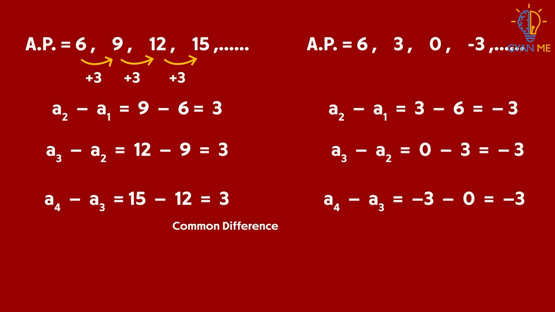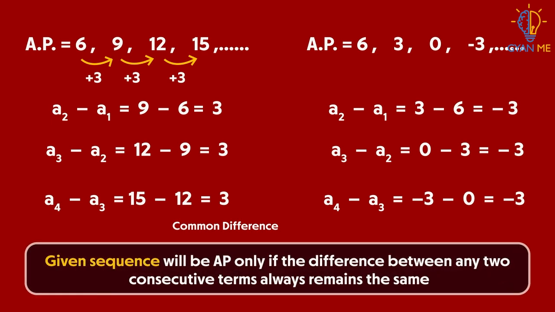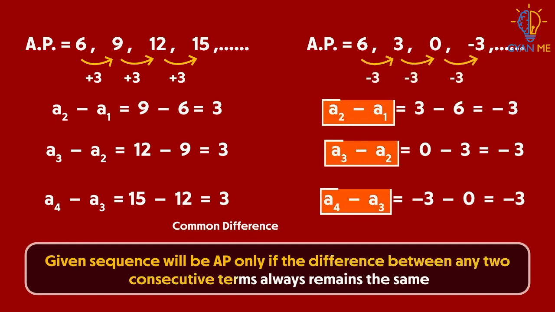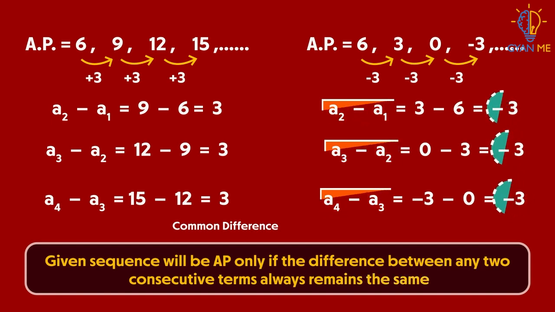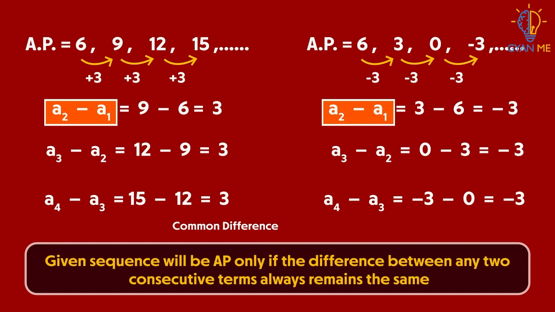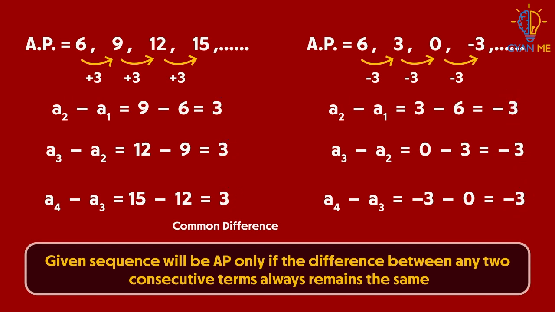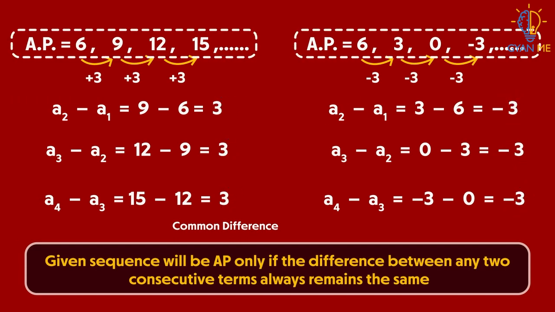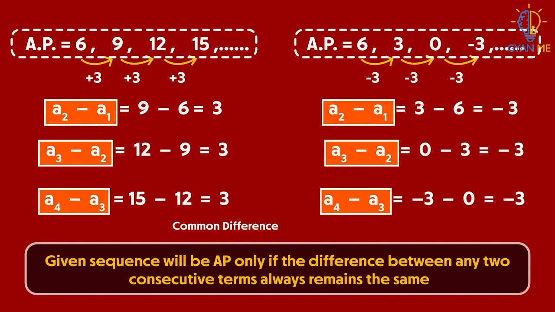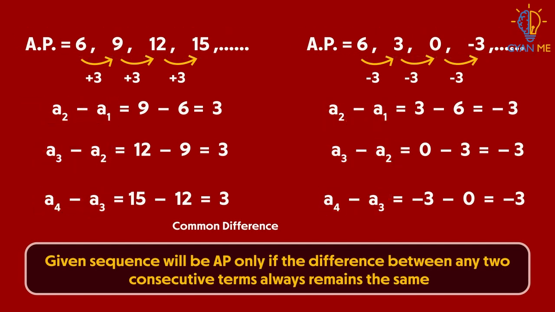So can we say the fact like this? That a given sequence will be an AP only if the common difference between any two consecutive terms always remains the same. That is, when they are taken in the same order, the common difference D remains the same. That is, we can say that the common difference is constant. Now the question is, to obtain D in a given AP, do we need to find the difference of all the consecutive terms every time? The answer is clearly no. It is enough to find the difference of only one pair of consecutive terms.